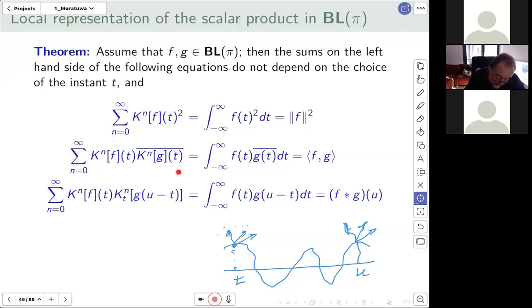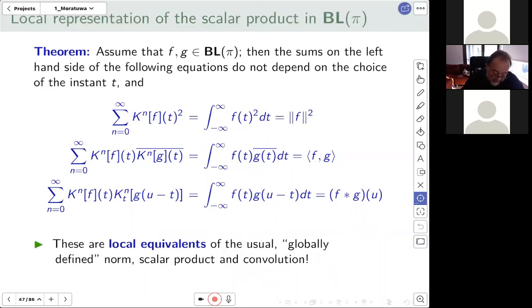And the same applies to scalar products. The standard scalar product is also representable as an infinite sum of products of chromatic derivatives of the two signals, and the same is true of convolution. So this provides you local equivalence of the usual globally defined norm, scalar product, and convolution. And the aim is, of course, where we are going with all of this, to do some highly localized signal processing.